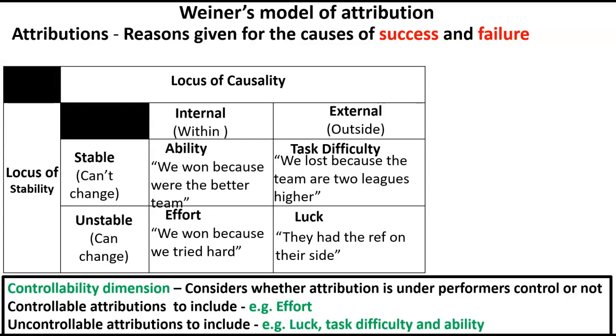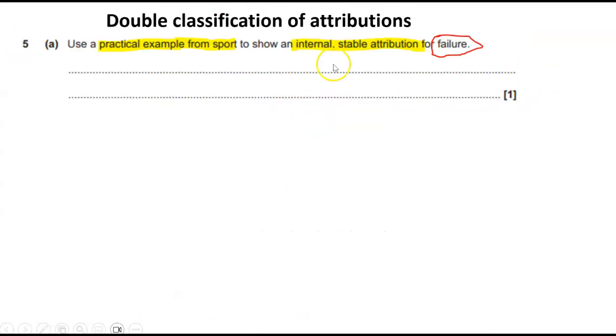That's our first section. Now, we're at a position where this is the subject knowledge that you are required to know. So we have 3 dimensions: locus of causality, locus of stability, controllability dimension. And we have to be able to use this information in certain ways. So what I'm going to do is just show you very, very quickly an example of an exam question. In order to be successful in this exam question, I'm going to teach you how to double classify attributions.